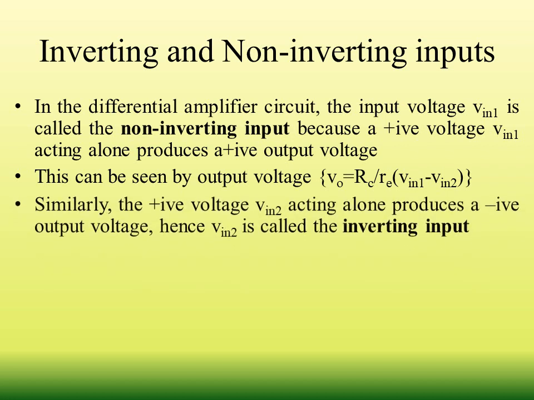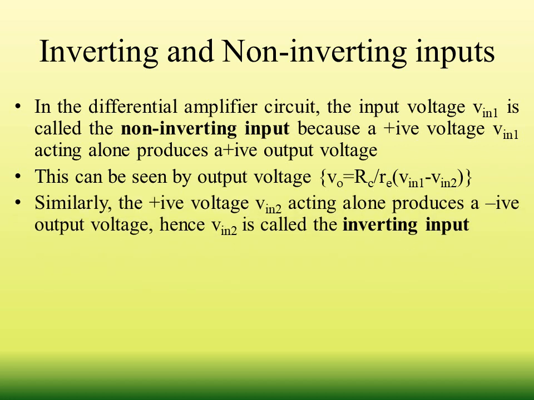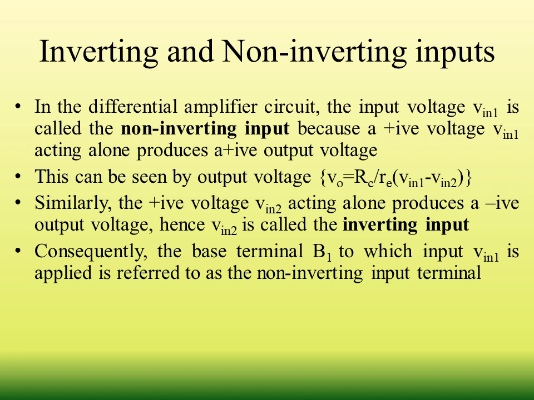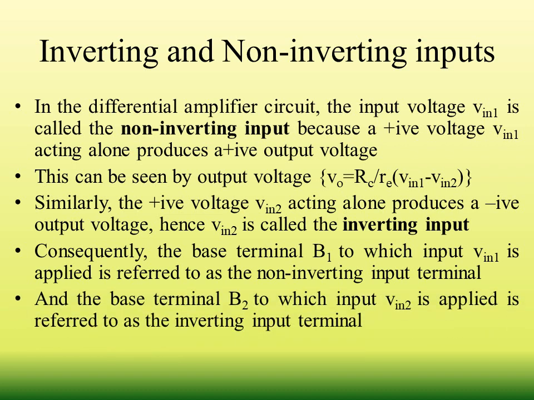In the same way, the positive voltage VIN2 acting alone produces a negative output voltage. If we keep VIN1 to be 0, then output voltage will be minus of VIN2. So this VIN2 is called inverting input. Consequently, the base terminal V1 to which input VIN1 is applied is referred to as non-inverting input terminal, and the base terminal V2 to which input VIN2 is applied is referred to as inverting input terminal.